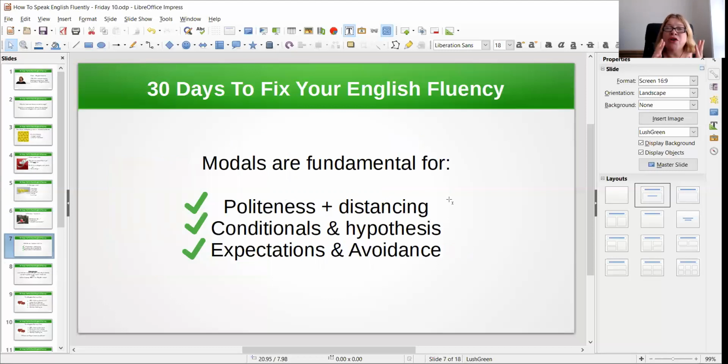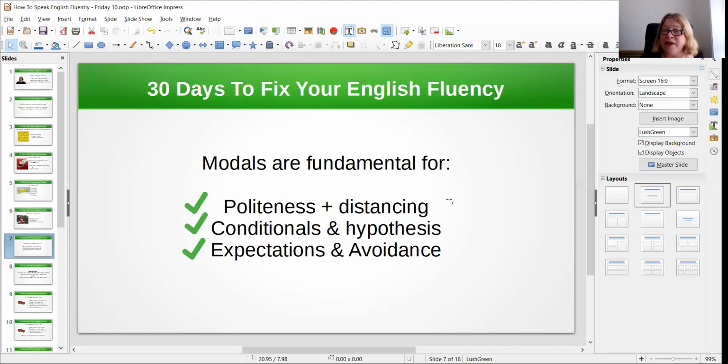So in fact, modals are more than just a good way, they're fundamental, they're necessary for showing politeness. Would you like? Could you? And because we're using past modals, would and could, that gives a little bit of distance between us and the other person. And when you create distance, you make it more polite, and you also make it easier for the other person to say no.